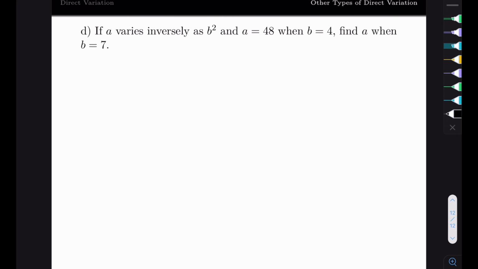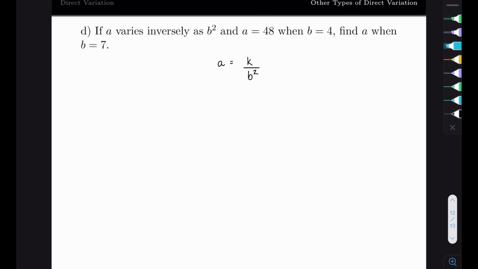So I just got one more. Now we have an inverse problem again, but it's inversely as b squared. So I need to set this up. Because it's inverse, that tells us it's k divided by a number. And again, it makes no difference really where you put a and b squared, but we are searching for a in the end. So I would say write a is equal to k over b squared.